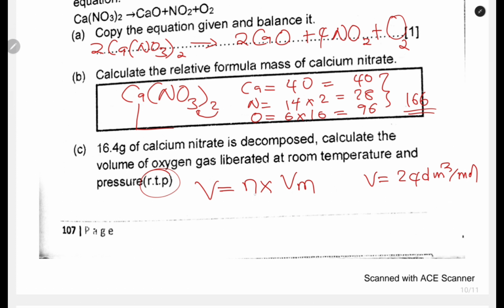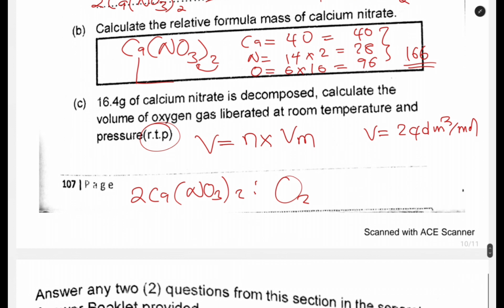Then the number of moles, we don't know the number of moles of the gas. So to find it, we are going to form a ratio of calcium nitrate to oxygen, because the gas that is produced is oxygen. So that is the ratio that we are going to form. Now this is the 2 to 1 ratio. So 2 moles of calcium nitrate decomposed to produce 1 mole of oxygen.